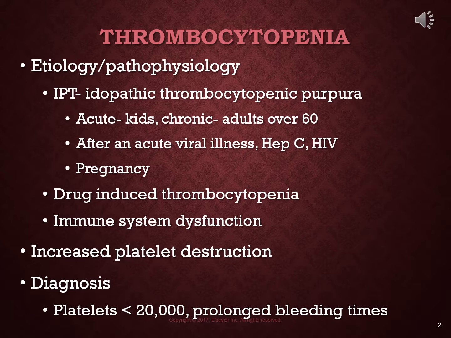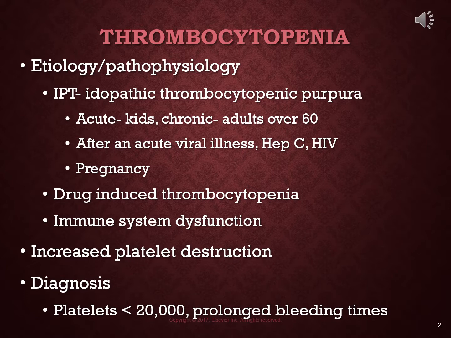Etiology and pathophysiology: there are several different kinds. Idiopathic thrombocytopenic purpura, or ITP, is idiopathic, which means that they don't really know why it happens. It can happen acutely in children. The chronic version is seen in adults over the age of 60. You'll see it sometimes after an acute viral illness. You see it in people with hepatitis C or HIV infections, and also sometimes during pregnancy.